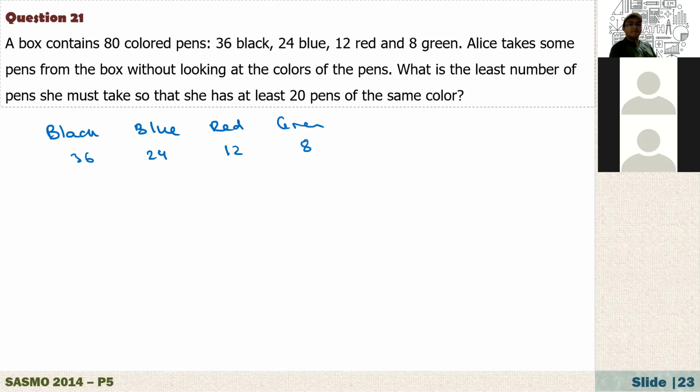Any answer, Nargis? No, I can't solve this question. So what is the least number of pens she must take so that she has at least 20 pens of the same color?